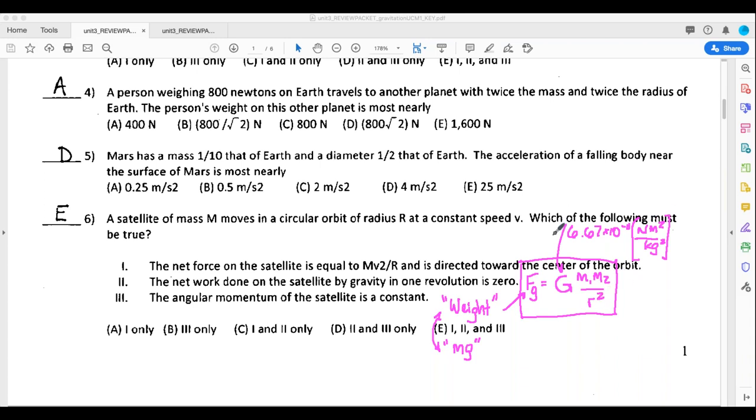All right, so this question's saying, hey, a person weighs 800 newtons on Earth, and now they go to a different planet, and it has twice the mass and twice the radius. What's the person's weight on the other planet? So it's a question about the force of gravity.